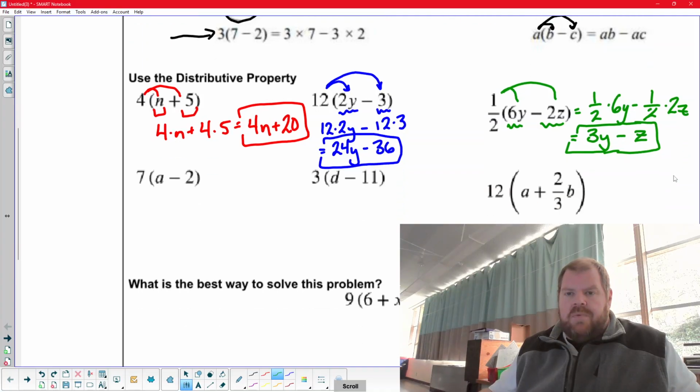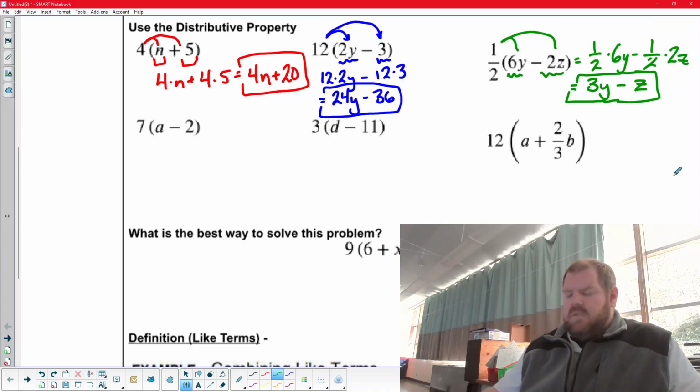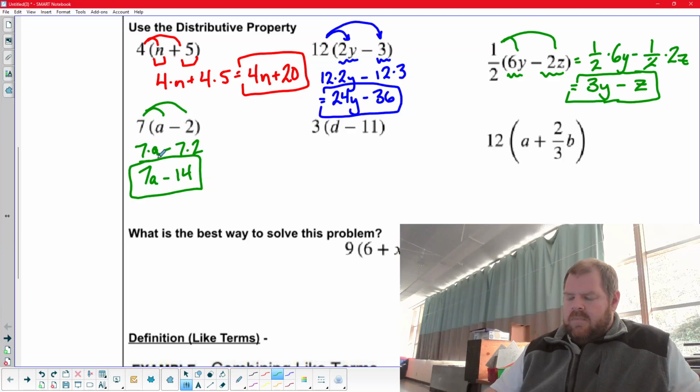Let's look at these next couple problems. Next one, I have 7 times a minus 2. So I'll have 7 times a minus 7 times 2. 7 times a is 7a, and 7 times 2 is 14. Next one, I have 3 times d minus 11. So I have 3 times d minus 3 times 11. That's 3d minus 33. And there we go.